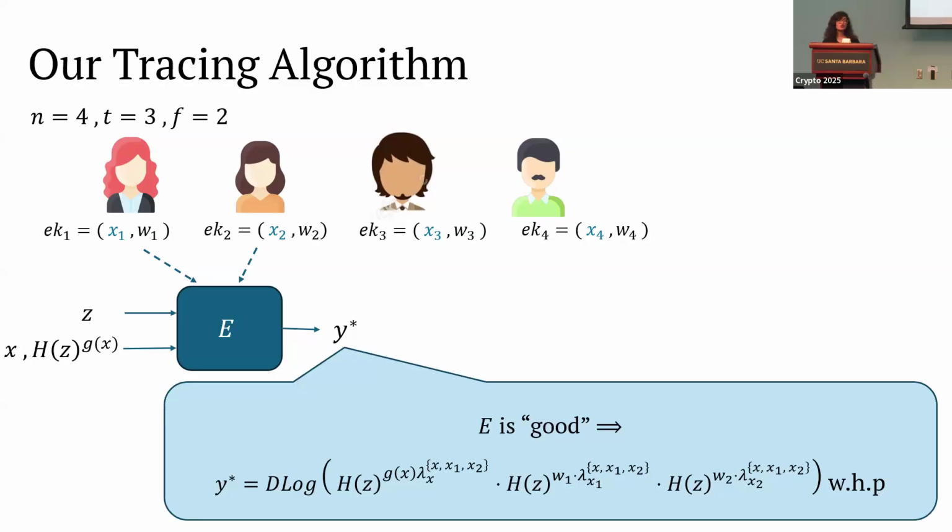Now recall that I had this notion of a good box, which means that it should give you the correct output with some probability. Formally, what that means here is that the value y star must be equal to the discrete log of this large Lagrange interpolation with high probability. I don't expect you to read this whole expression, but essentially all I'm saying is that y star must actually be the correct evaluation with high probability. For simplicity for now, let's assume that the box is perfect, meaning that it always gives me the correct value.